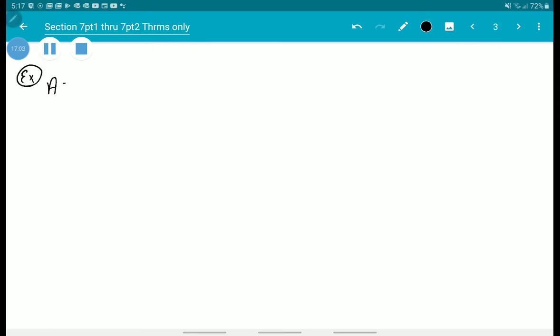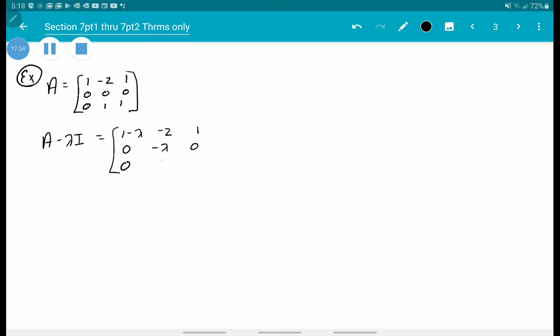Suppose we have the matrix A is equal to [1, -2, 1; 0, 0, 0; 0, 1, 1]. And we want to find eigenvectors and eigenvalues. So we need to set up A minus lambda I. If we do that, we're going to get [1 minus lambda, -2, 1; 0, -lambda, 0; 0, 1, 1 minus lambda].